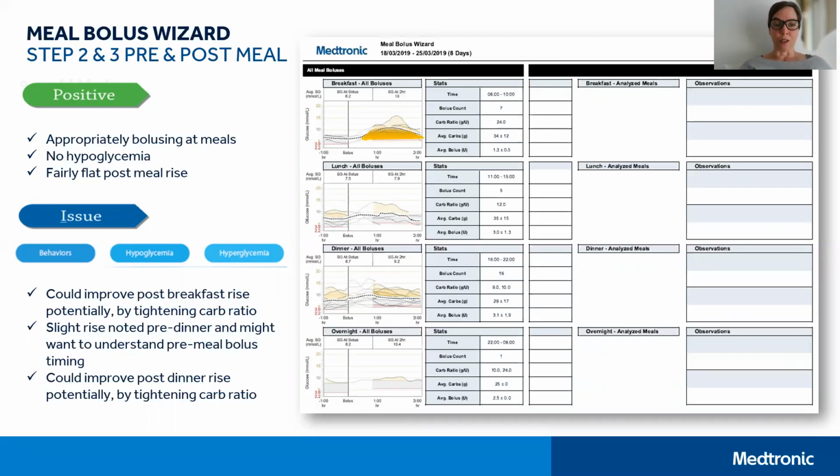Things we might want to better understand is whether or not we can improve this post-breakfast. Maybe we need to tighten it, or is it due to meal choices and how those are being metabolized in the body. We also see this slight rise just before dinner highlighted in gold here. This pre-dinner rise may be due to the timing of pre-bolusing, so we might want to take a look at that and discuss whether or not we are pre-bolusing and if that time period is long enough.